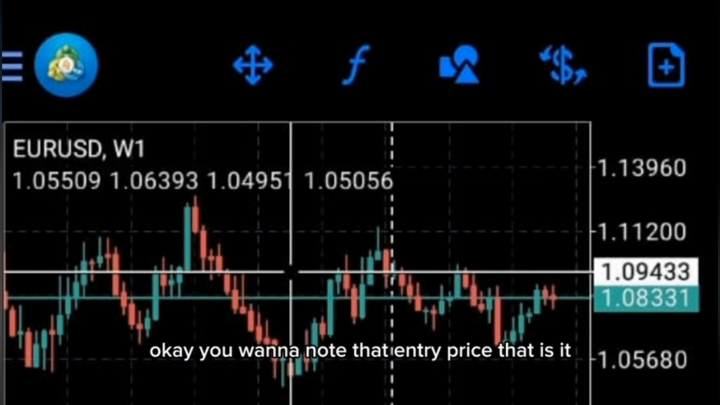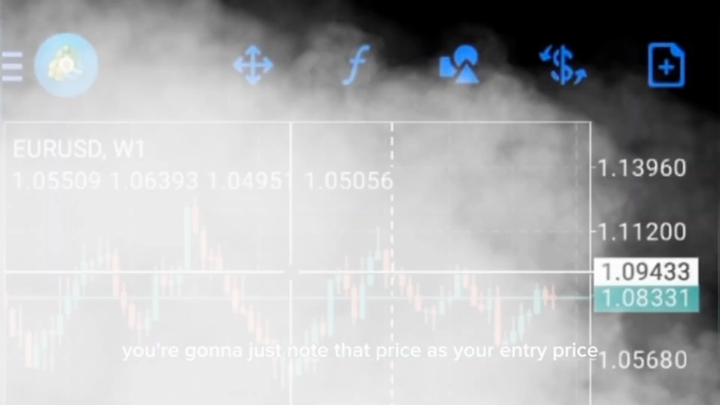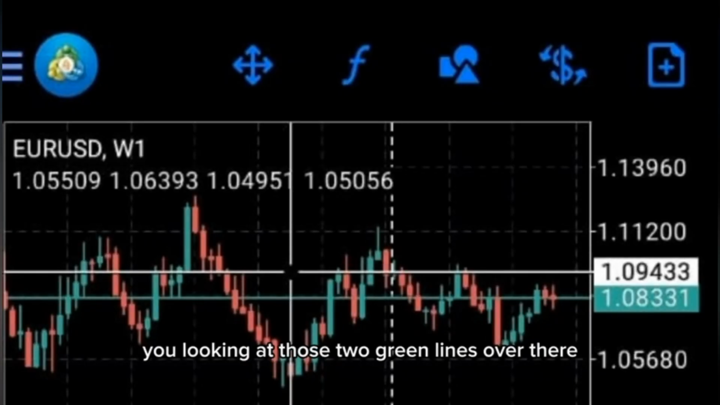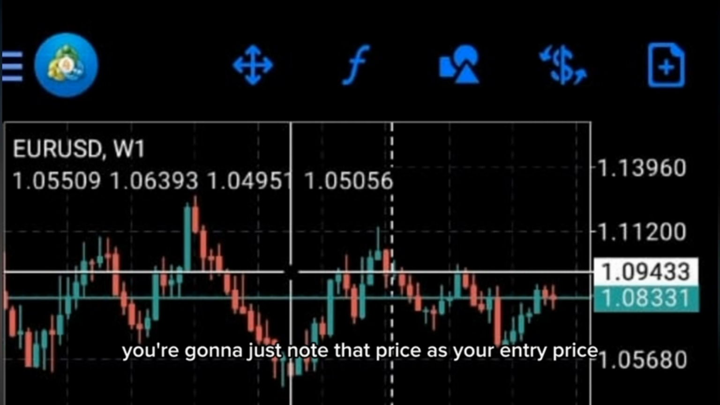Okay, you want to note that entry price. If you're going to take that trade at the moment, you're looking at those 2 green lines over there. One of them is a blue line, the other one is the red line. So you're going to just note that price as your entry price.